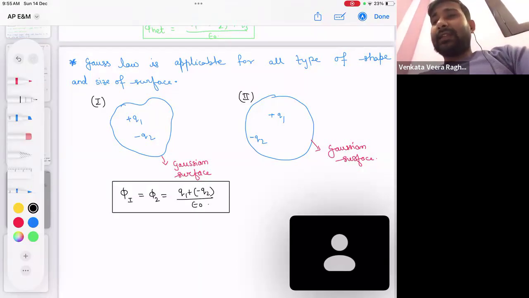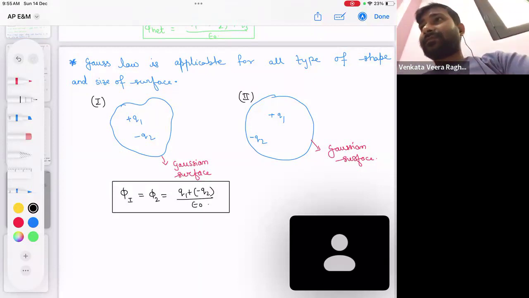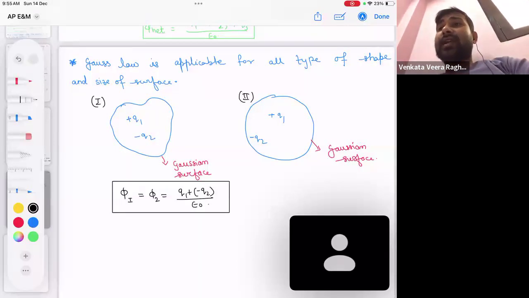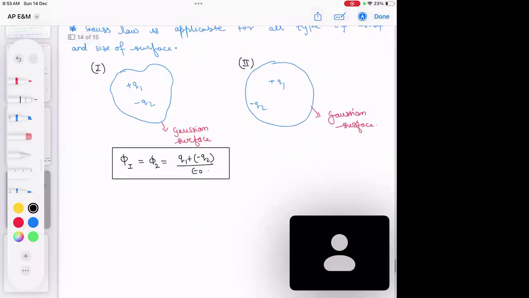And another thing is what? As long as the charges are inside the Gaussian surface, it should not go beyond it, outside the Gaussian surface. As long as the charge is inside the Gaussian surface, what is the shape of the Gaussian surface? What is the size of the Gaussian surface? And what is the placement of charge inside the Gaussian surface? These things do not affect our flux calculation. Is that clear? Yes, sir.